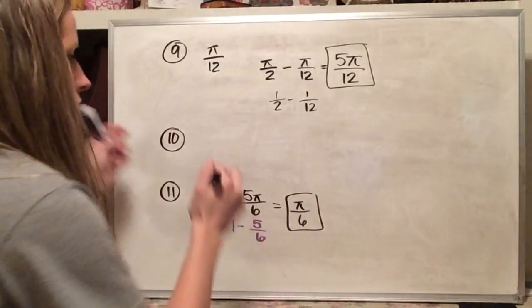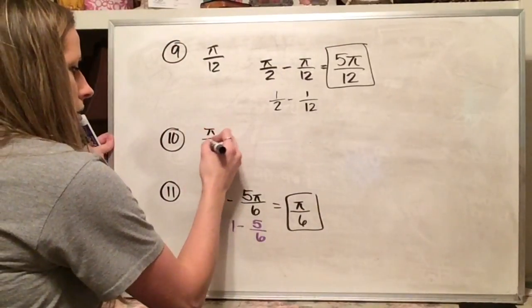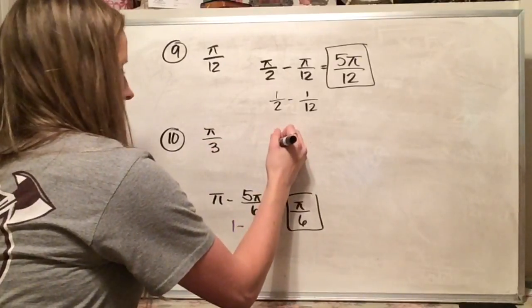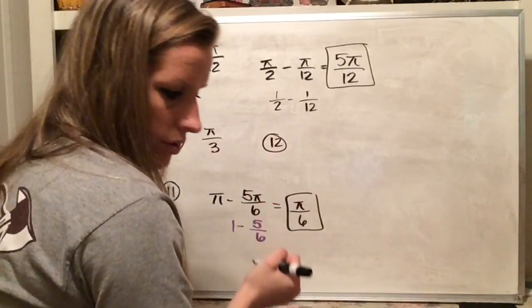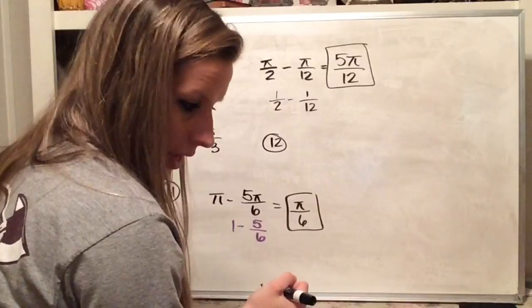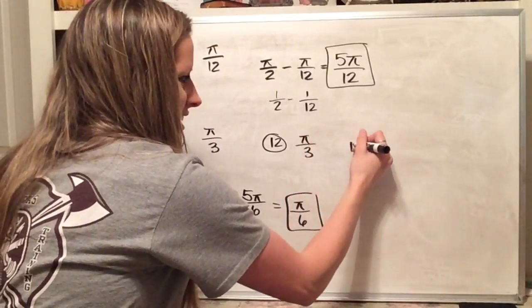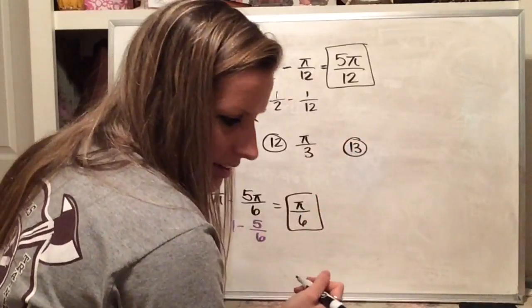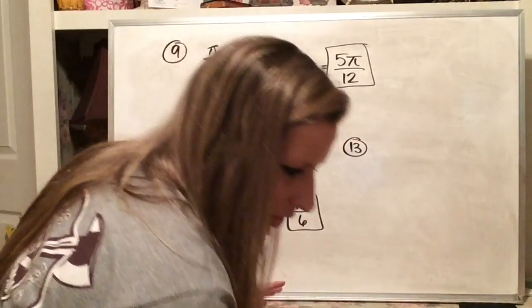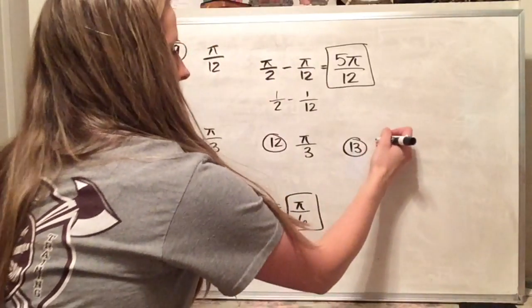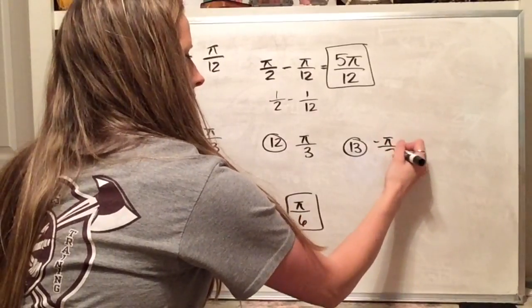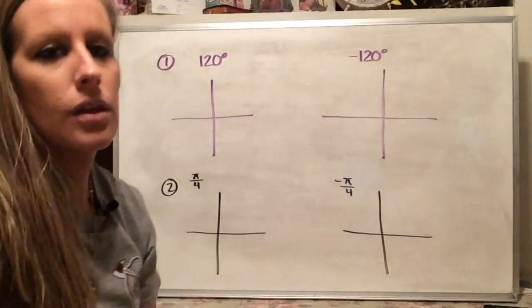So on number 10, you should have gotten pi over 3. Number 12, you should have gotten pi over 3. And 13, I got negative pi over 3. They're all pi over 3s. Not bad then. Okay.